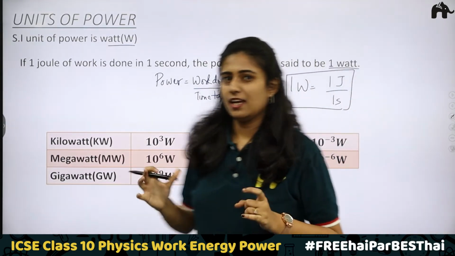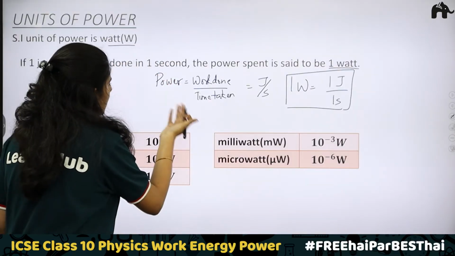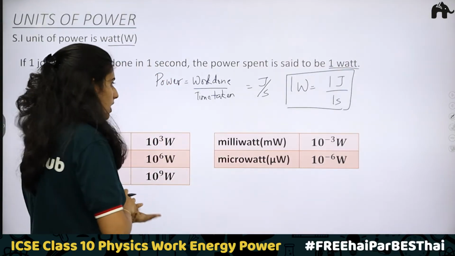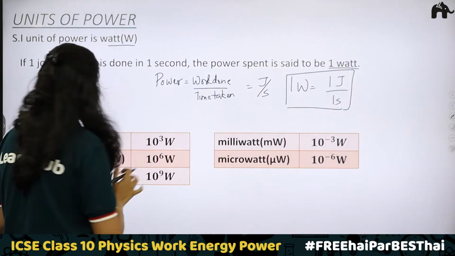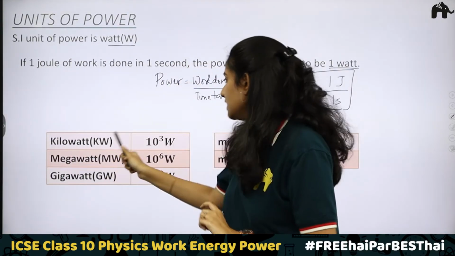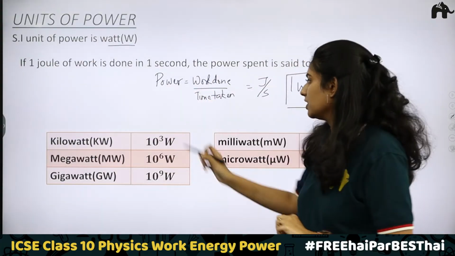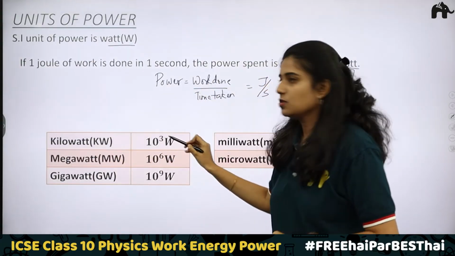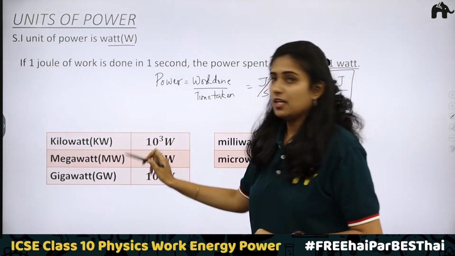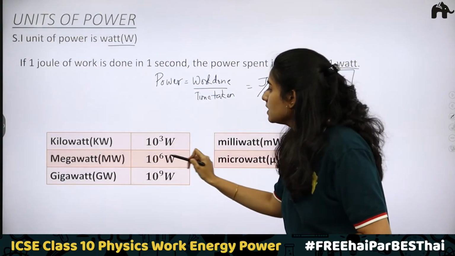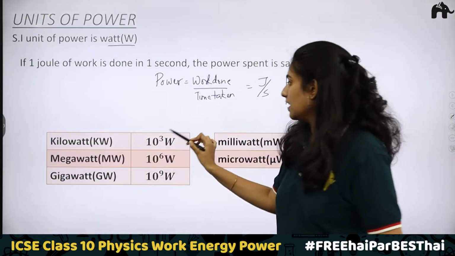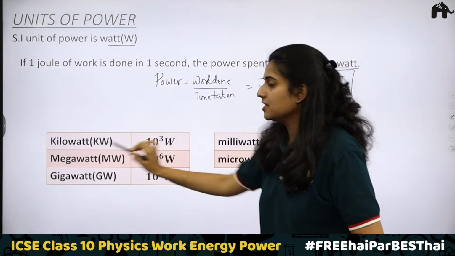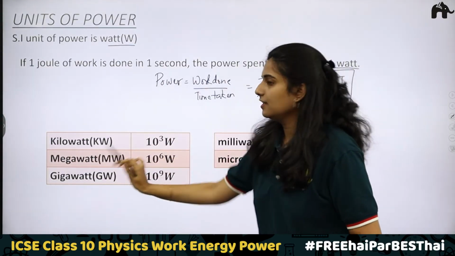The bigger units, like for gram, the bigger unit is kilogram. For meter, you have kilometer. Similarly, for power, we have kilowatt. What is kilo? Kilo means 10 raised to 3. Kilowatt is 10 raised to 3 watts. Megawatt, MW, is 10 raised to 6 watts. And then gigawatt, 10 raised to 9 watts. 10 raised to 3 is kilo, 10 raised to 6 is mega, 10 raised to 9 is giga.